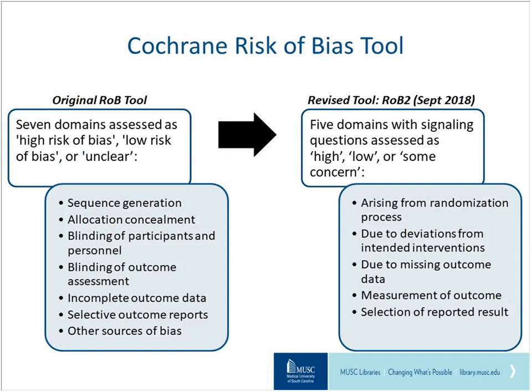So when you're thinking about specific assessment tools for randomized controlled trials, the Cochrane Risk of Bias tool is a great opportunity to do that. It is a very straightforward way of looking at the different areas where you have a risk of bias. For example, that red, yellow, and green stoplight figure is the original risk of bias tool. It has 7 domains, and it assesses those 7 domains as high risk, low risk, or unclear. Very recently, in September of 2018, they revised that tool, and it now has 5 domains with signaling questions to help you better and more fully assess those 5 domains, and then register them as high, low, or some concern.